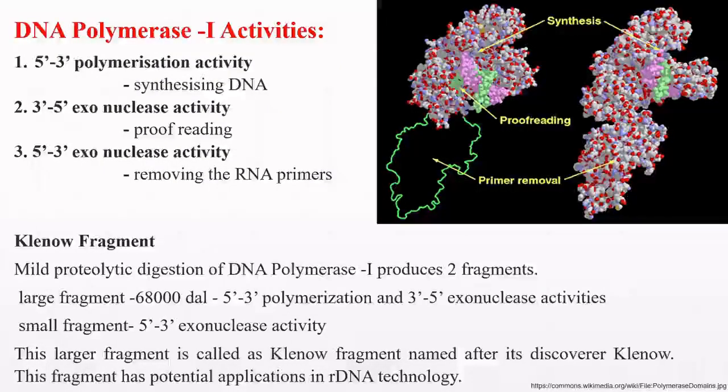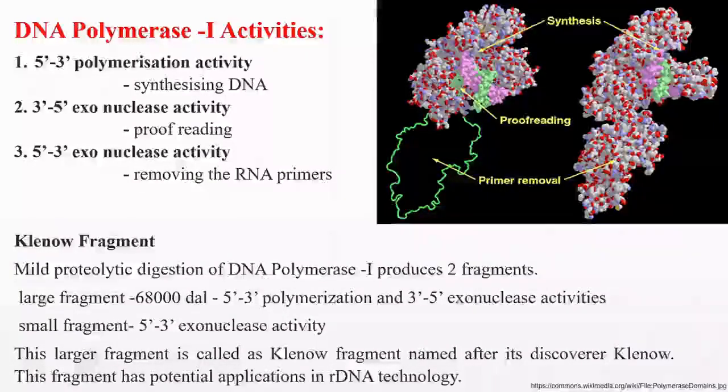The DNA polymerase 1 has three important activities. The first one is 5' to 3' polymerization activity, which is the main activity of the DNA polymerase, for the synthesis of DNA. Second one is 3' to 5' exonuclease activity, where this DNA polymerase can remove the nucleotides from the 3' end. This activity is very important for detecting and removing the mismatched nucleotides, and this activity is called proofreading activity.